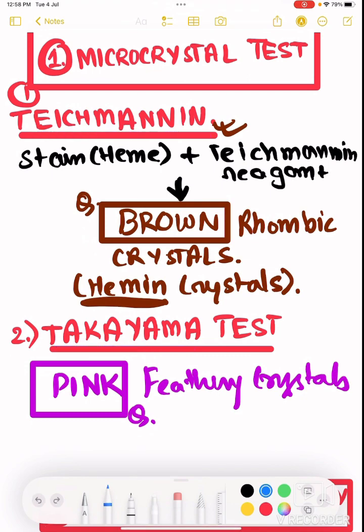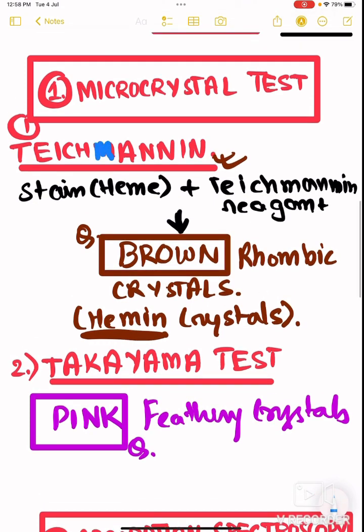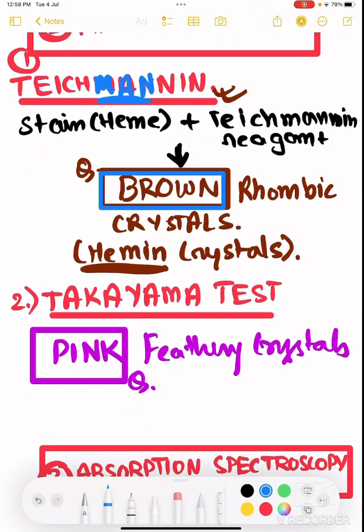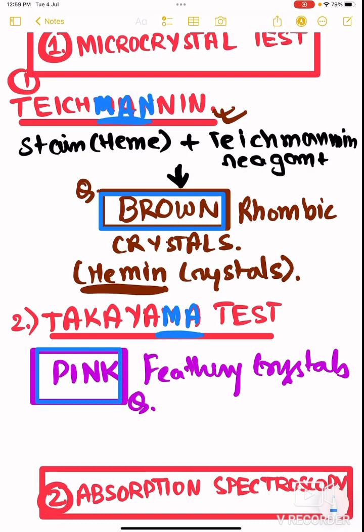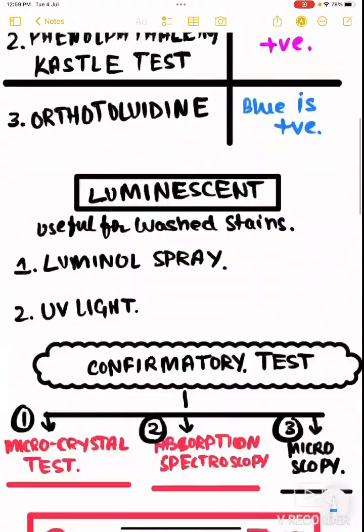So first of all, how to remember this? In my time, I used this technique: you can see the word man, M-A-N, in Teichmann. And with man, you can associate the color brown, as in manly color. So I made this particular trick. And what about the second one? The second one contains the word ma. Ma means female, and if that is female, then you associate the color pink with it, right? This is the way I used to remember it, because in the examination you will confuse whether Teichmann was brown or Takayama was brown. So you have to remember Teichmann means man means brown, and Takayama means pink, right? You can use this technique to remember.